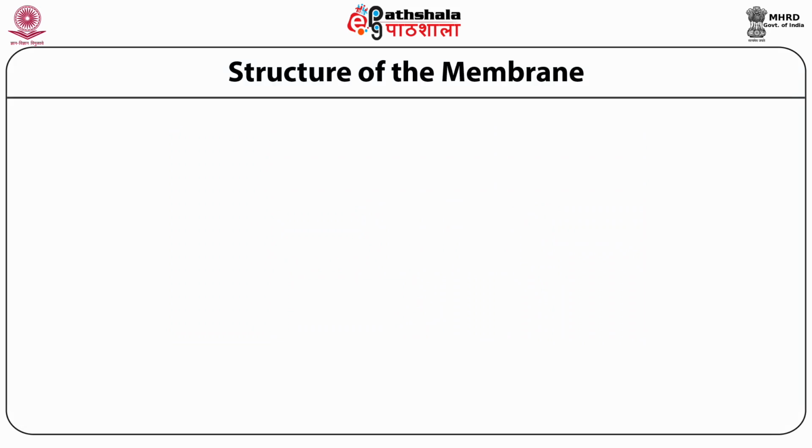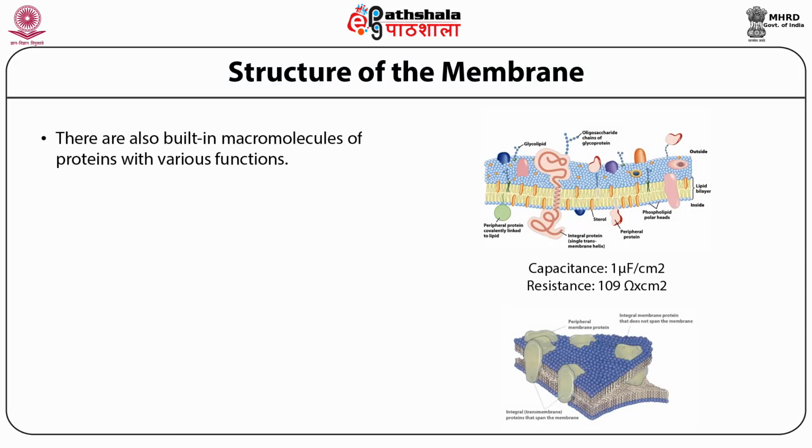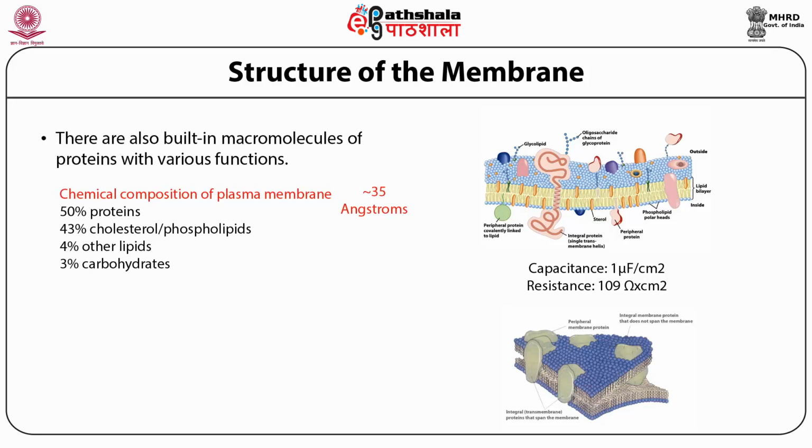Structure of the membrane. There are also built-in macromolecules of proteins with various functions. This figure is showing the structure of plasma membranes. It is composed of phospholipids and proteins. It is about 35 angstrom thick, and the chemical composition of the plasma membrane, as I told you, is 50% proteins, 43% cholesterol or phospholipid, 4% other lipids and 3% carbohydrates. The capacitance of the membrane is about 1 microfarad per centimeter square. Resistance is 10 to the power 9 ohms centimeter square.